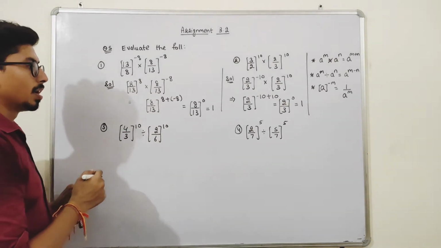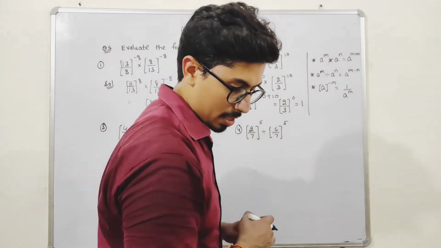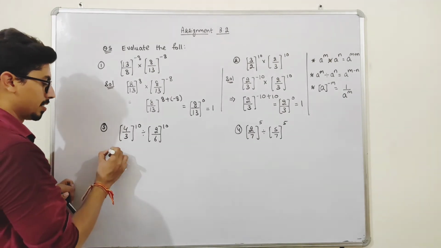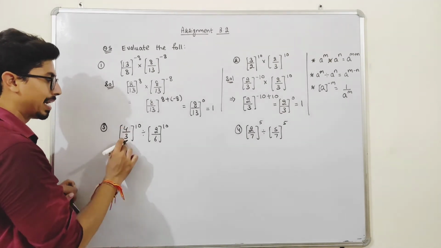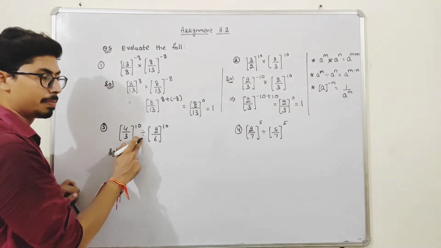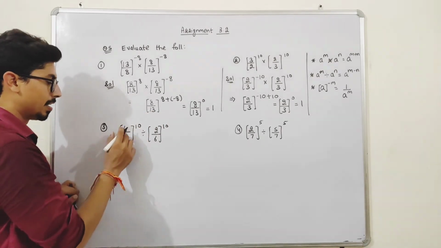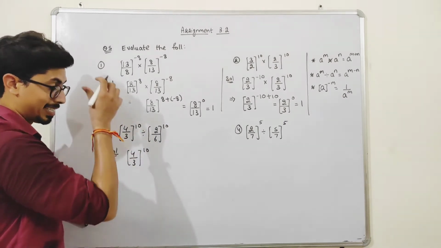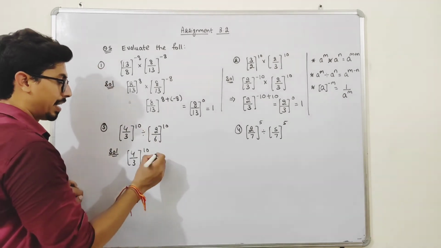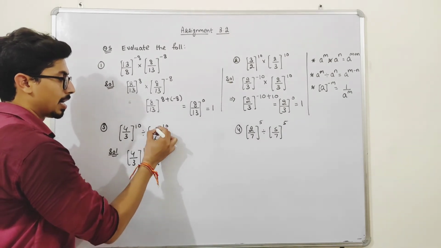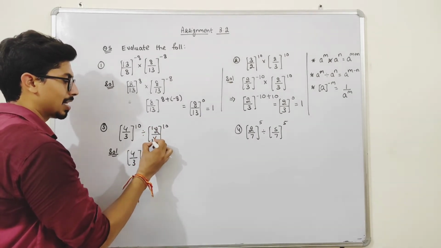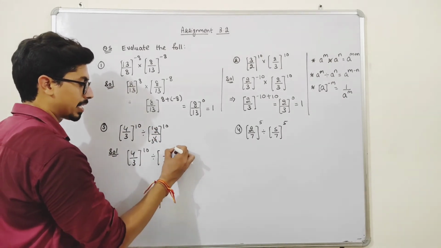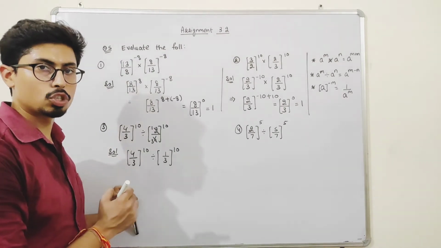Okay. Now students, see, the next is 4 by 3 raised to the power 10 divided by 2 by 6 raised to the power 10. 4 by 3 raised to the power 10 as it is, divided by, if I cancel them out, 2 ones are 2, 2 threes are 6, it will be 1 by 3 raised to the power 10.